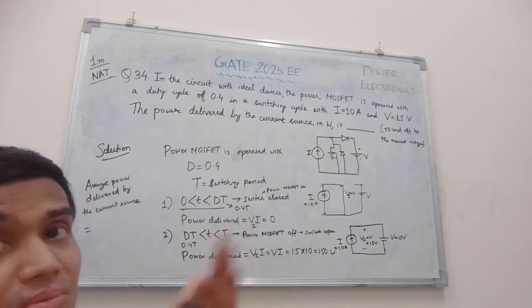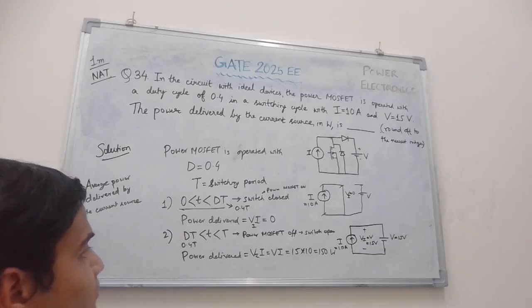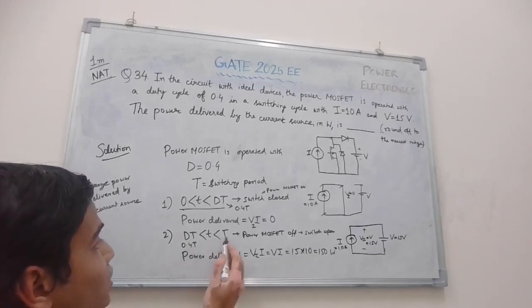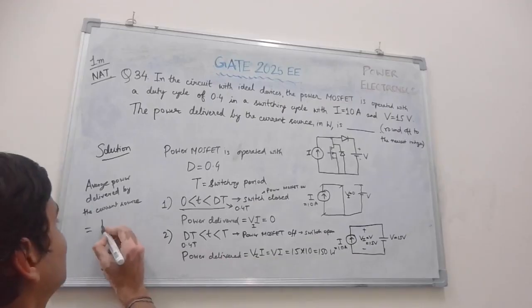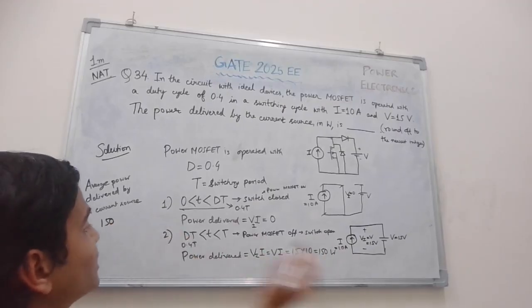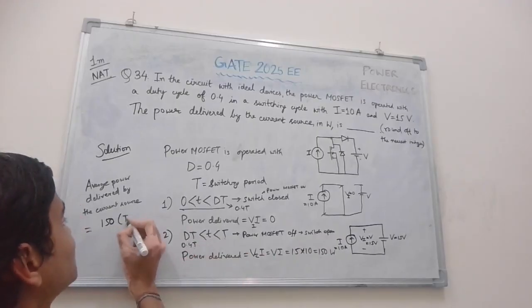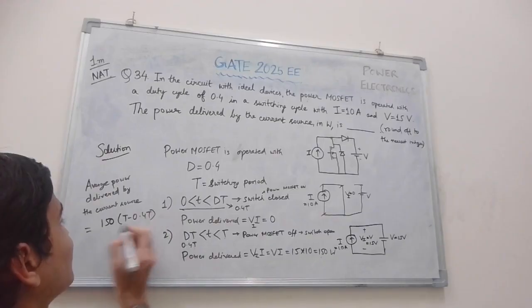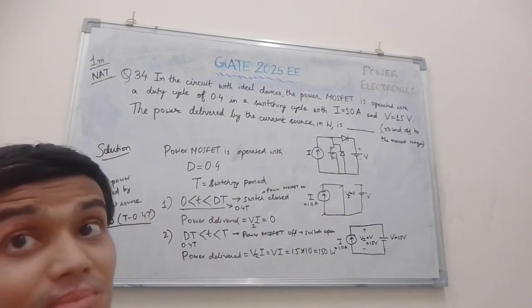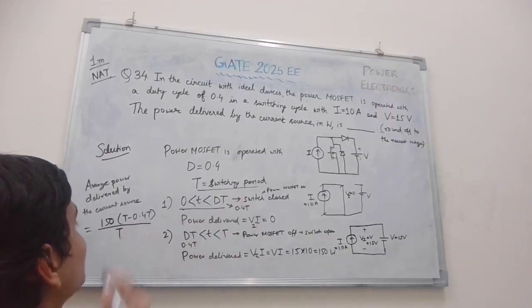Energy by time, you have a complete cycle, right? For this time interval 0.4t to t, what is the time interval? Energy will be what? Power into time. So 150 into the time interval 0.4t to t, that is t minus 0.4t. The total time in a complete switching cycle, the switching period, is t.